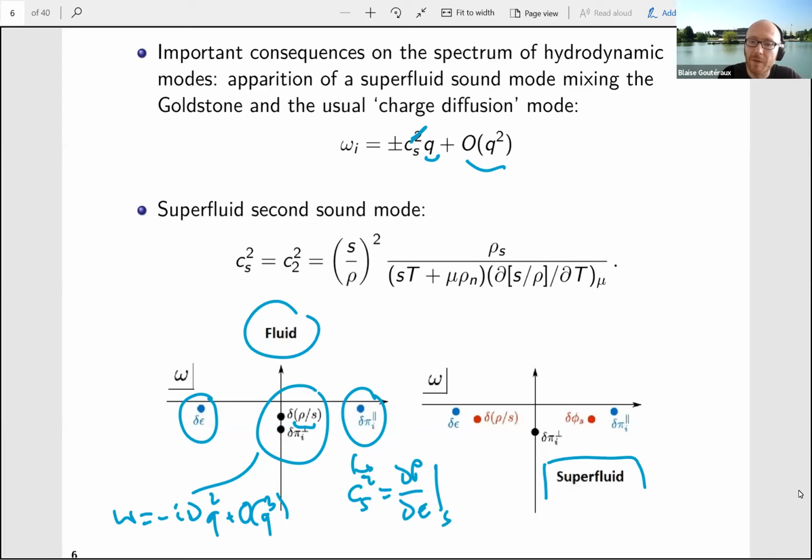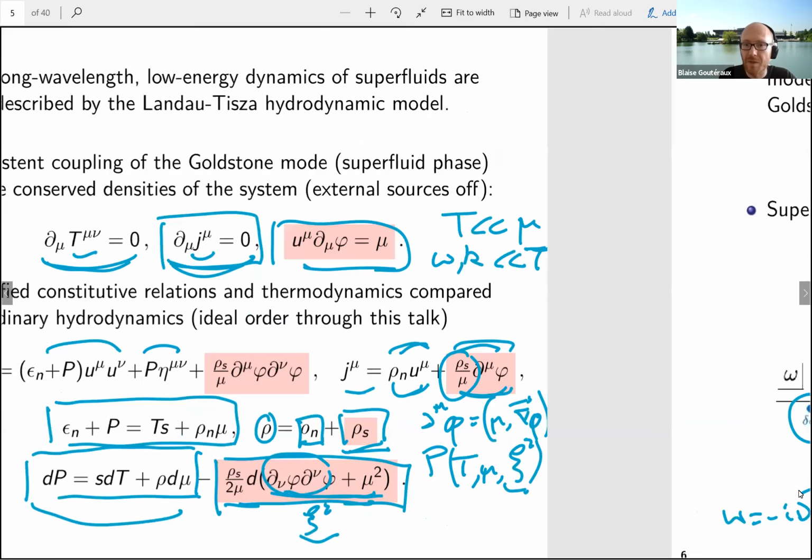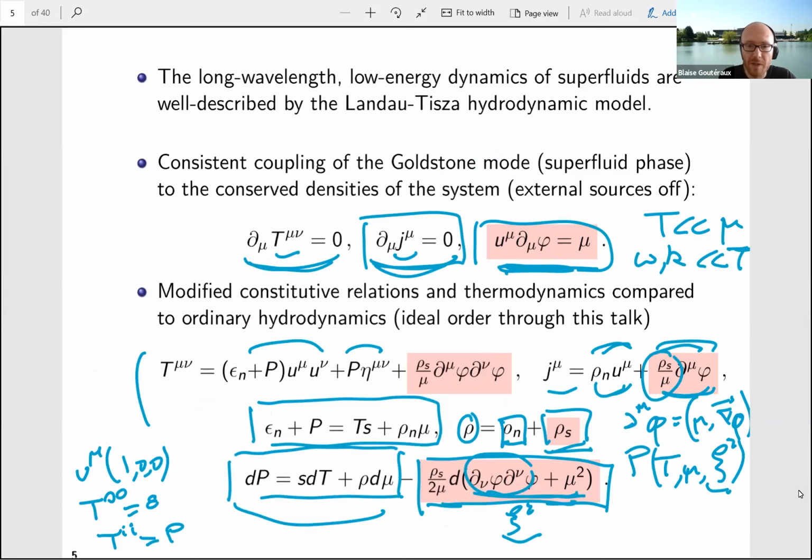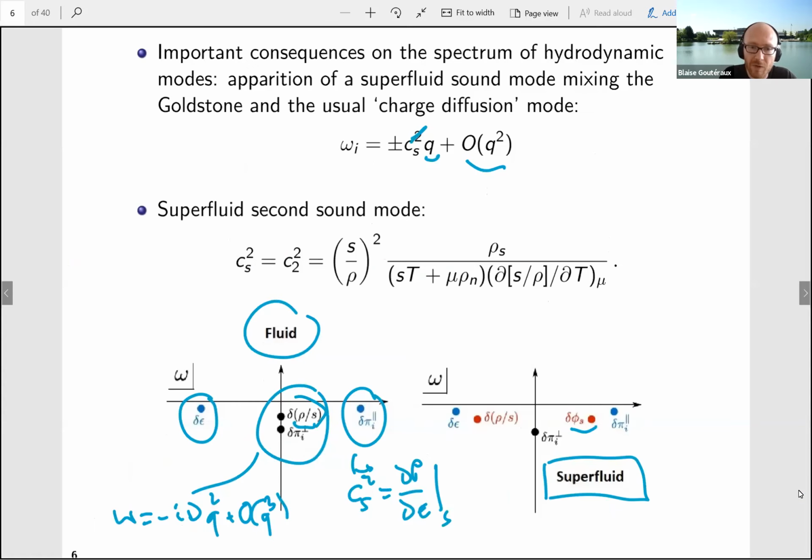Now for a superfluid, intuitively you can sort of understand why this is happening. The phase of the condensate is intimately related to charge. You can see this from this Josephson equation. So you can expect that it will couple strongly to this charge diffusion mode. And indeed, what it does is that it turns it into a sound mode, which people usually call the superfluid second sound mode. So now in the system, we have two types of sound modes.